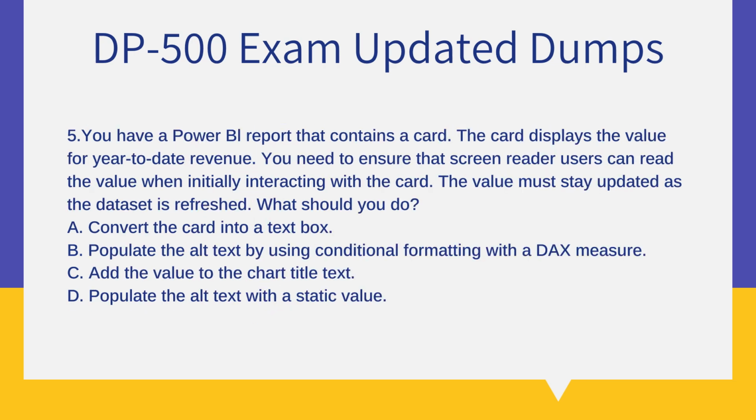5. You have a Power BI report that contains a card. The card displays the value for year-to-date revenue. You need to ensure that screen reader users can read the value when initially interacting with the card. The value must stay updated as the dataset is refreshed. What should you do? A. Convert the card into a text box. B. Populate the alt text by using conditional formatting with the DAX measure. C. Add the value to the chart title text. D. Populate the alt text with a static value.